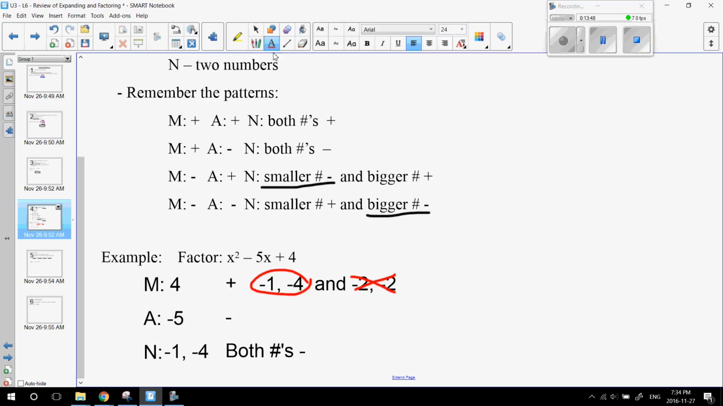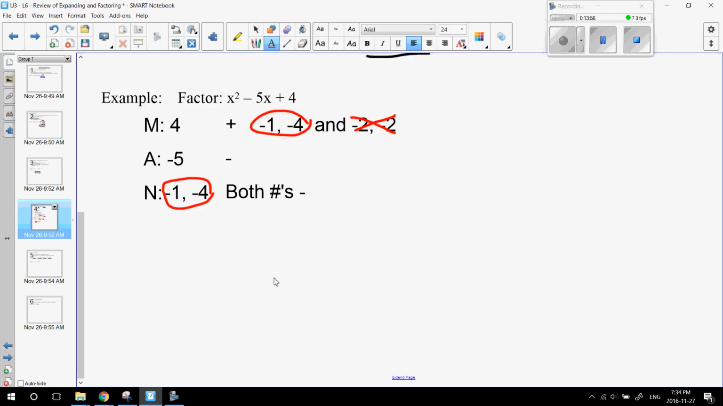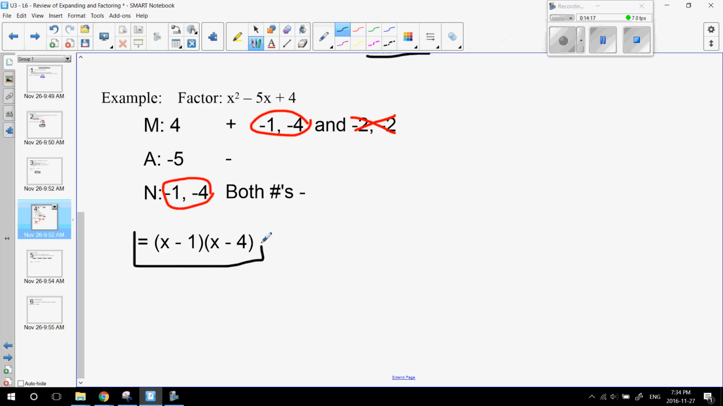Remember, once you have your two numbers here, all you need to do when doing trinomial factoring for your final answer is to then throw those two numbers into your brackets with your x's. So remember, our brackets always start with x, and then we put in our numbers. So we have x minus 1. And in our second bracket, again, it starts with an x, so we have x minus 4. And that is our final answer for our trinomial factoring.